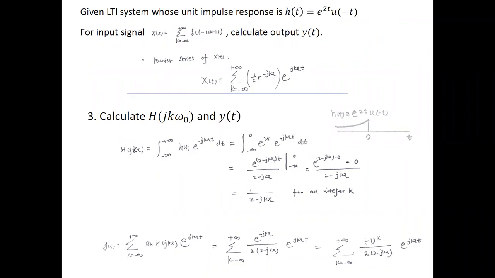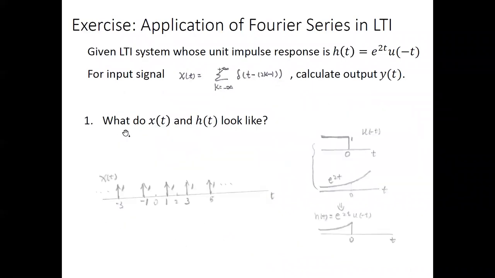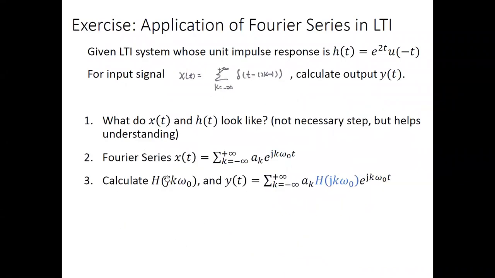The third step, okay, we put the result we already obtained aside, and then we proceed to the third step. Calculate H of jk pi. I intended to make it an exercise. So let's have one more minute to calculate H of jk omega 0 yourself. We'll continue after 1 minute.